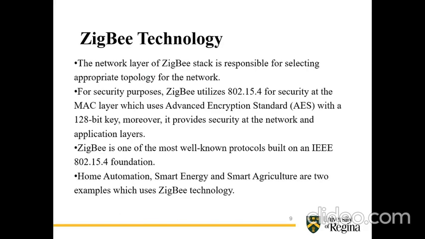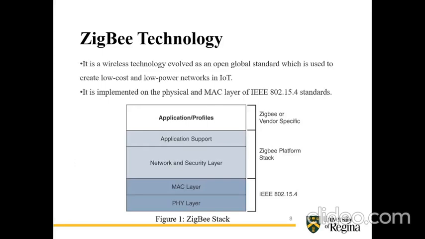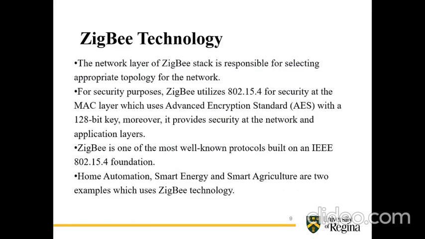The network layer of the Zigbee stack is responsible for selecting the appropriate topology for the network. Here, the work of the network and security layer is to select the topology. For security purposes, Zigbee utilizes 802.15.4 for security at the MAC layer, which uses the Advanced Encryption Standard with a 128-bit key value.